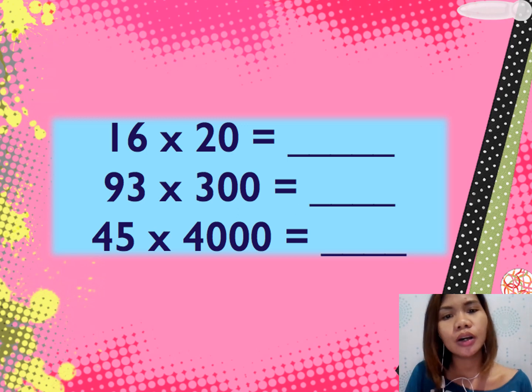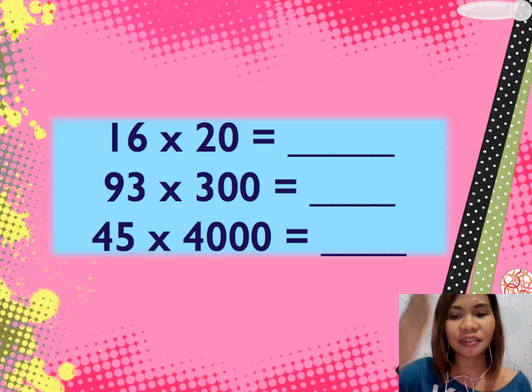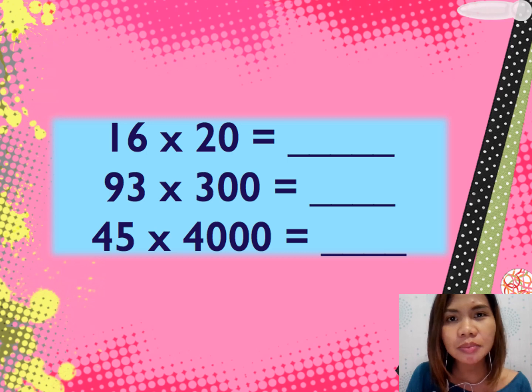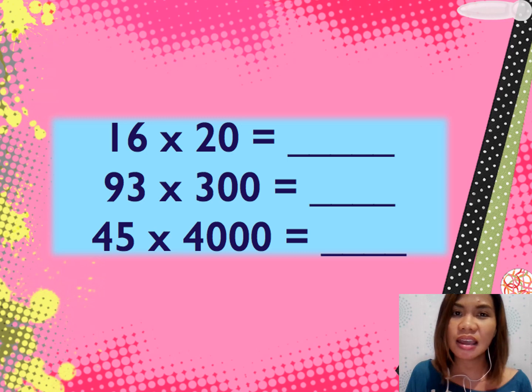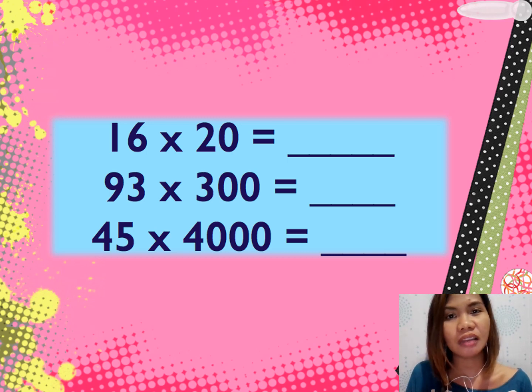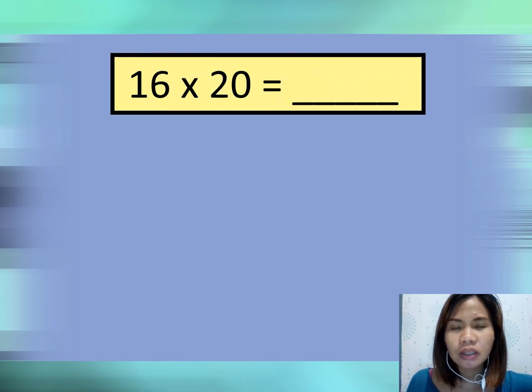What if you are given a number like this? 16 times 20, 93 times 300, 45 times 4,000. So this time it's not just 10, 100 and 1,000. We have the 20, the 300, and 4,000. So what are we going to begin with? The first question, 16 times 20. How are we going to solve 16 times 20?